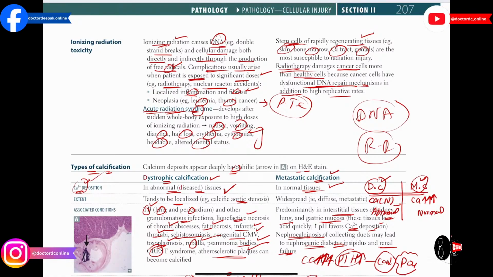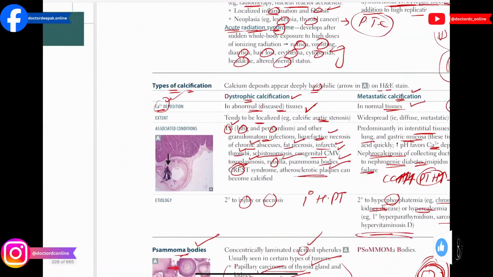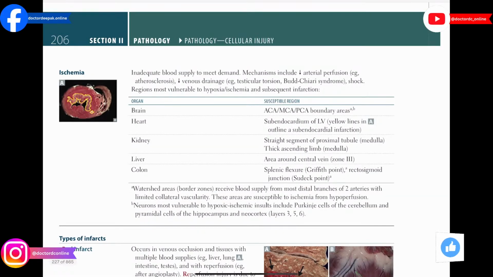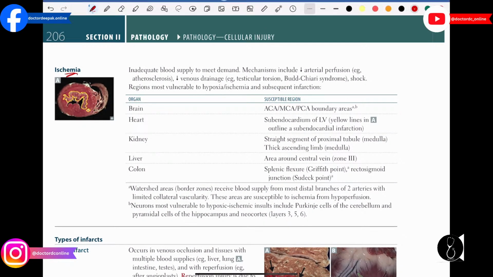Then after that we have to discuss another important topic that can also come in the exam, ischemia. Basically from this topic you have to understand the organs in our body that become ischemic very easily. So first of all, what is ischemia? Basically it is inadequate blood supply to meet the demand of the body. It is called ischemia.